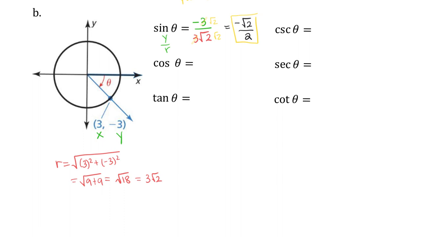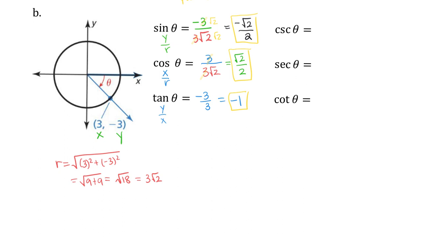Okay, let's try cosine. Cosine is x over r. What's x? 3 over r, 3 root 2. Okay, now the 3's cancel and leaves me with a 1 at the top. And then if I multiply by root 2 over 2, I get root 2 over 2. Okay, tangent is y over x. So negative 3 over 3, which is just negative 1.